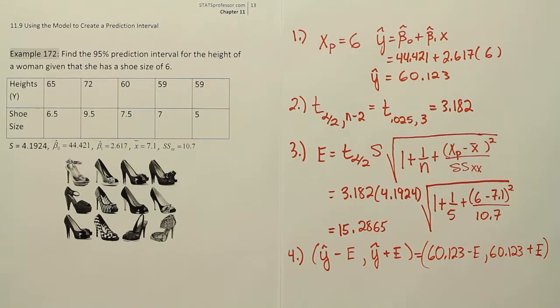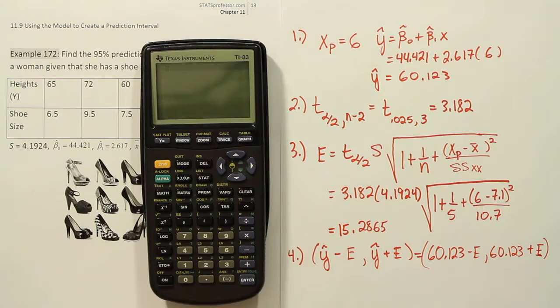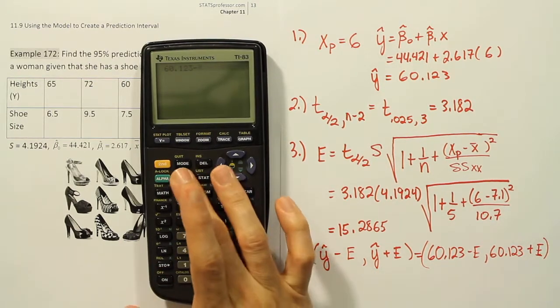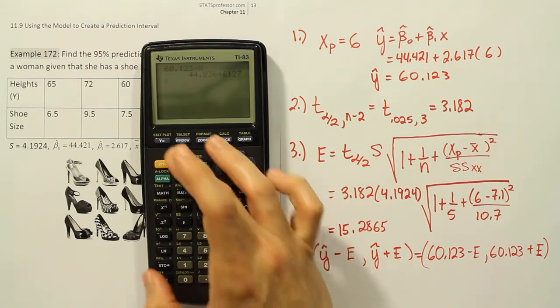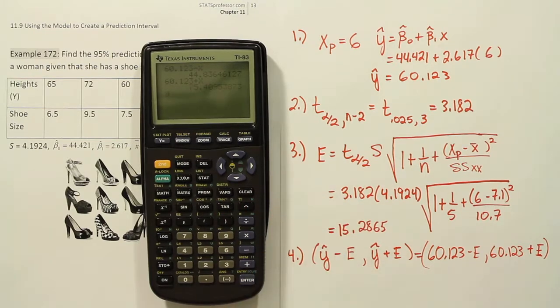So I have the error stored in our calculator. Of course, it's written right here above. Let's go ahead and work that out then. So we're going to do 60.123 minus the error, and then do the same thing, but this time plus the error. Alright, so our interval turns out to be, and this is going to be quite a wide interval here, 44.8 up to 75.4. That's in inches, right?